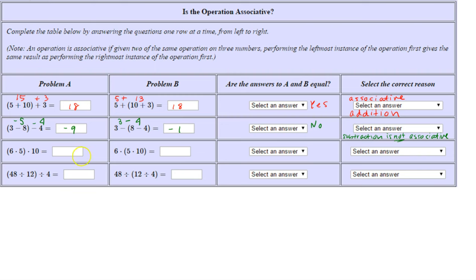Here, notice we have the same numbers being multiplied, but the grouping symbols are different. Here, 6 times 5 is 30, and 30 times 10 is 300. Here, we're going to multiply 5 times 10 first. Well, that's 50, and 6 times 50 is 300. So we have our answers are equal. So the reason our answers are equal is because multiplication, the operation we used here, is associative.